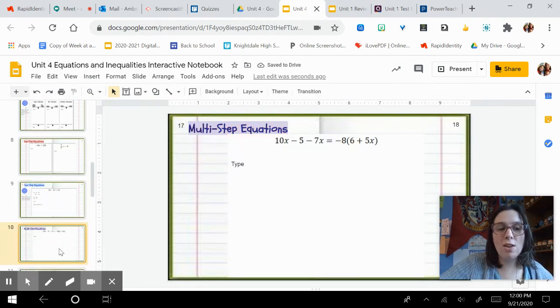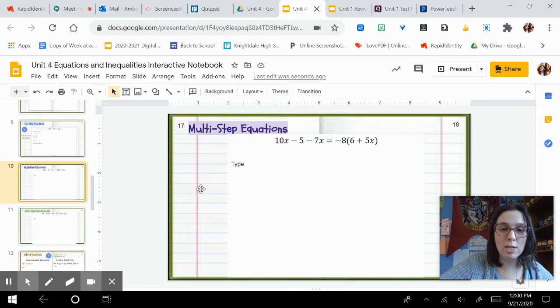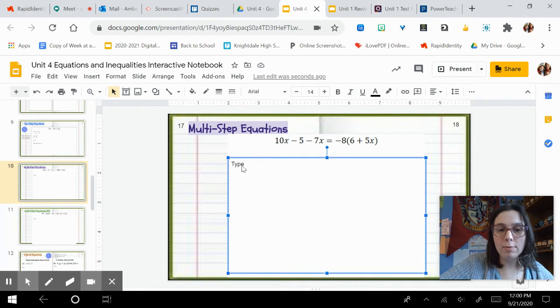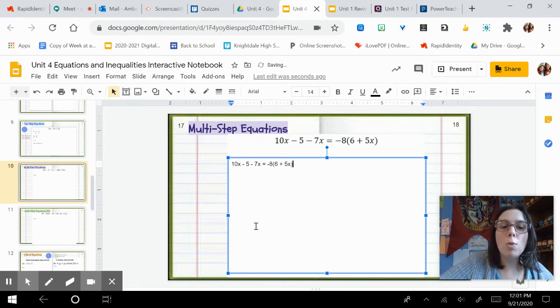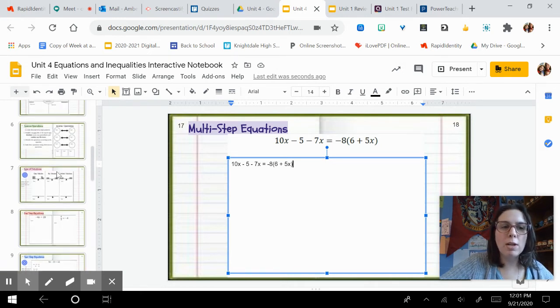I'm going to do one, and then you're going to have another one to do on your own. So let's take a look at the equation. I'm just going to rewrite it. I like to have something in front of me. All right, so what you see here is 10x minus 5 minus 7x equals negative 8 times 6 plus 5x. I want to review those steps that we looked at before.